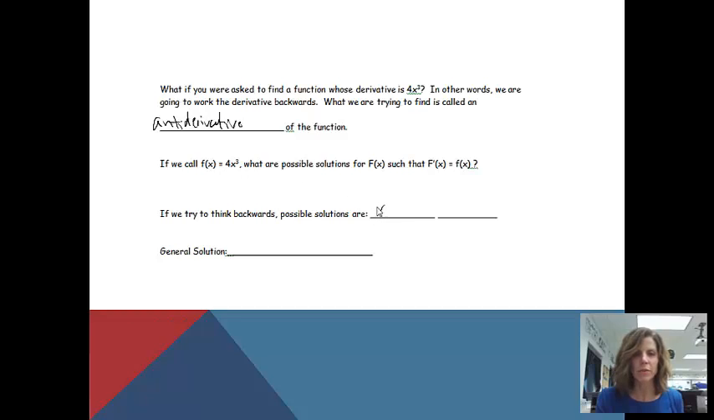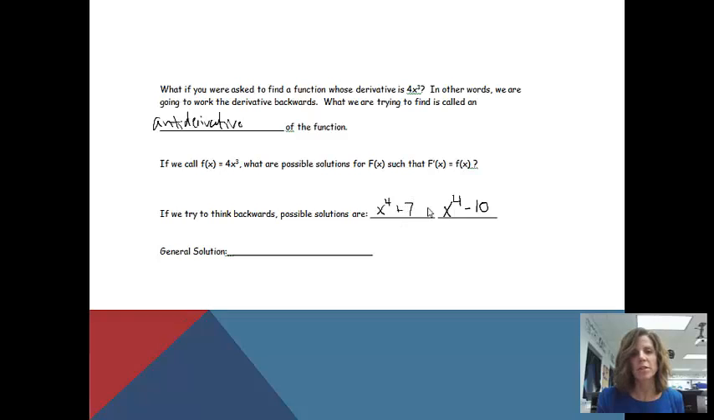And I will just list a couple choices. Let's say I had x to the fourth plus 7. The derivative of x to the fourth plus 7 would be 4x cubed. So that would work. Let's think of another one that would work. If I had x to the fourth minus 10, if I took the derivative of that, that would also give me 4x cubed. So both of those would be antiderivatives.